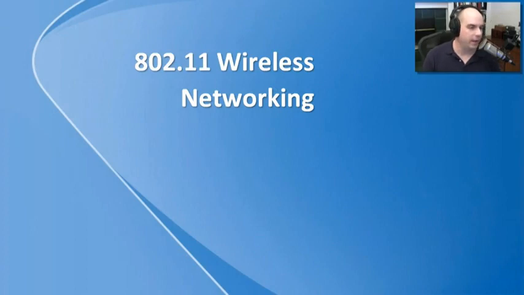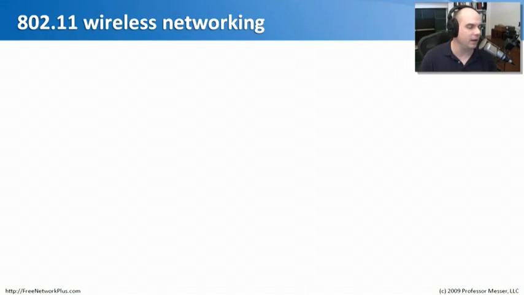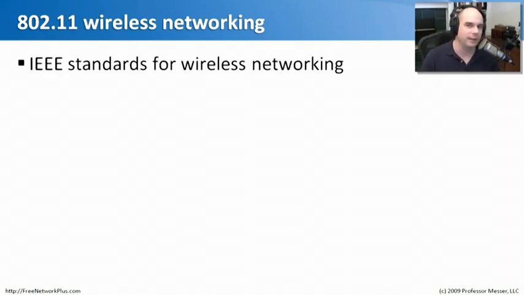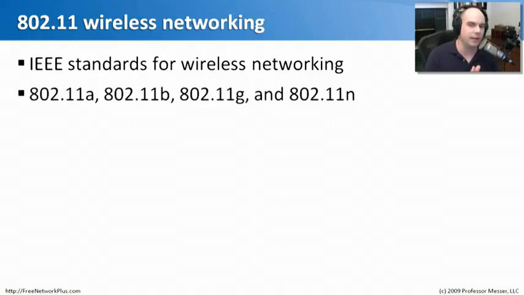Let's start with 802.11 wireless networking. What is this idea of wireless networking? We didn't used to have wireless networks way back when. Fortunately, the IEEE got together and said, let's make some. Let's come up with some standards for doing wireless networking. And what they came up with was a standard called 802.11. The 802.11 committee came out with these different standards called A, B, G, and N.